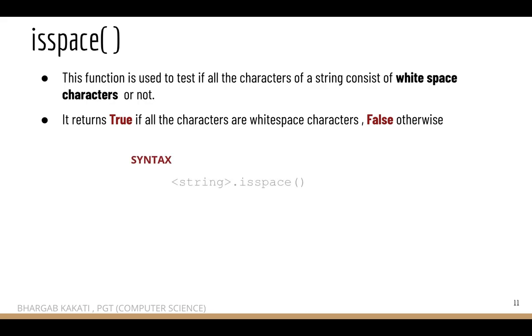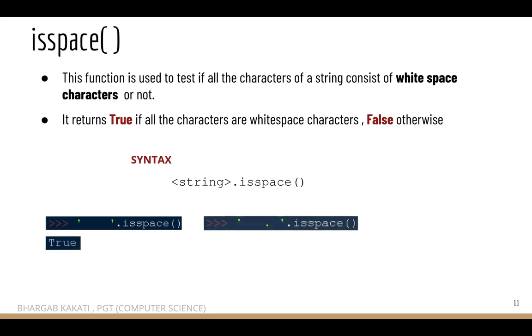What is the syntax for isspace? String dot isspace. As with the previous functions, this also has the same syntax. So if I put some kind of gap, if all are gap dot isspace, it will return me true. We have certain spaces, but in between we gave a dot. That means are all the characters spaces? No. Therefore, it will return me the result as false.